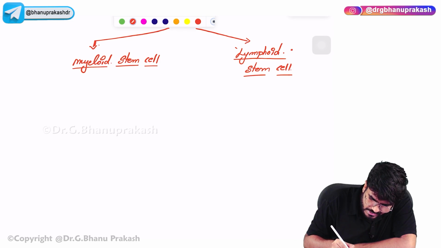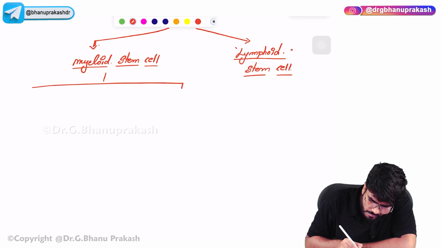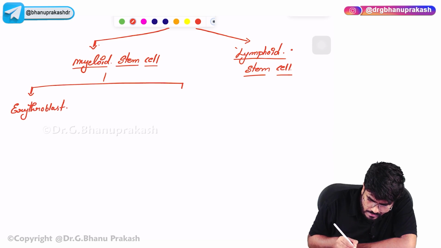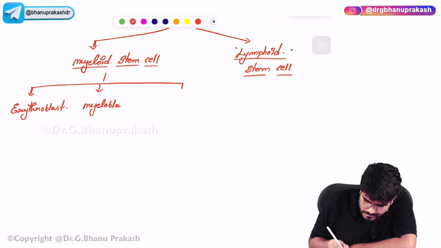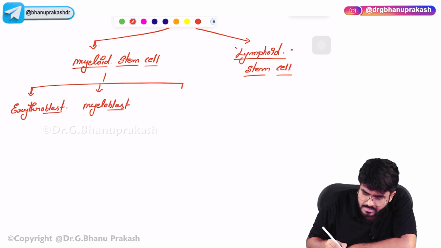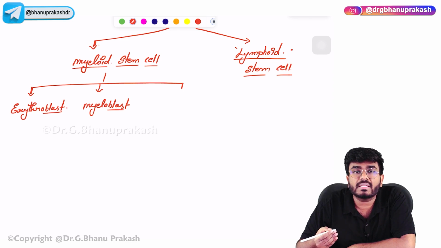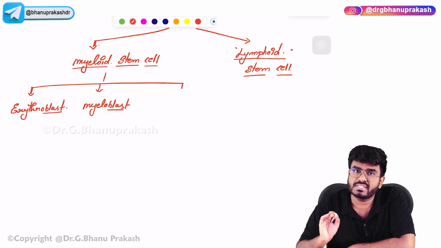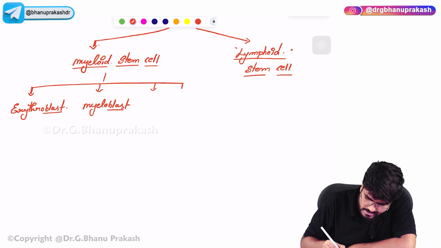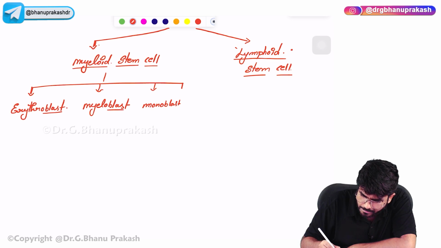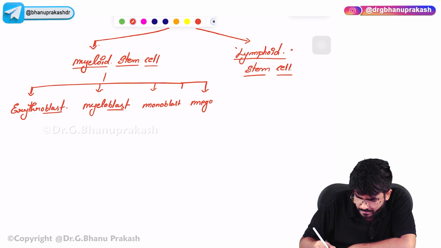Now look here. This myeloid stem cell is going to divide and form erythroblast, myeloblast, monoblast, and the last one is megakaryoblast. Wherever you see the word blast, blast means immature cells. They are the precursor cells, not the mature cells.